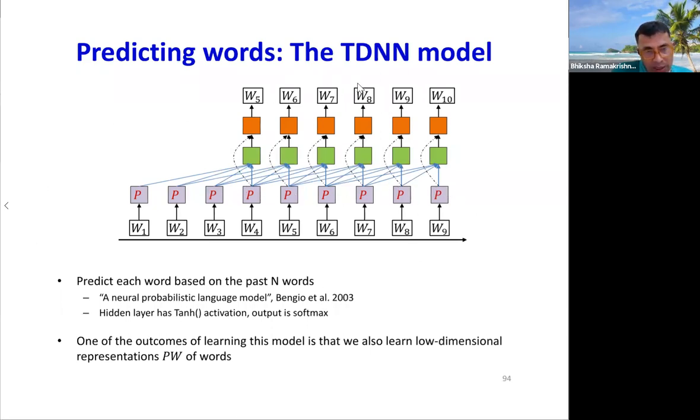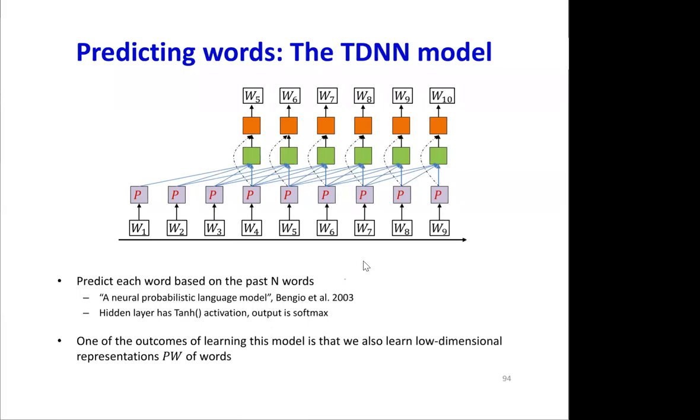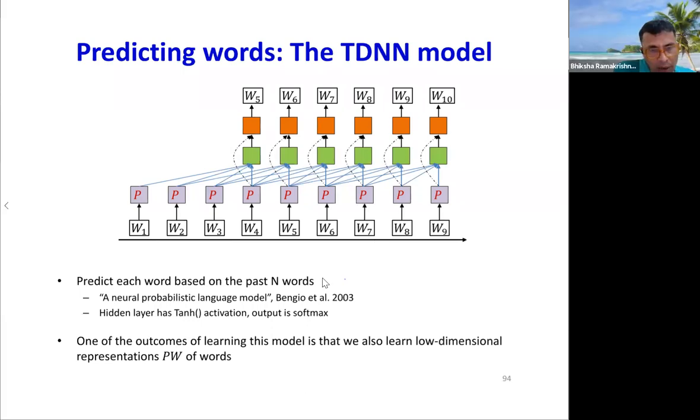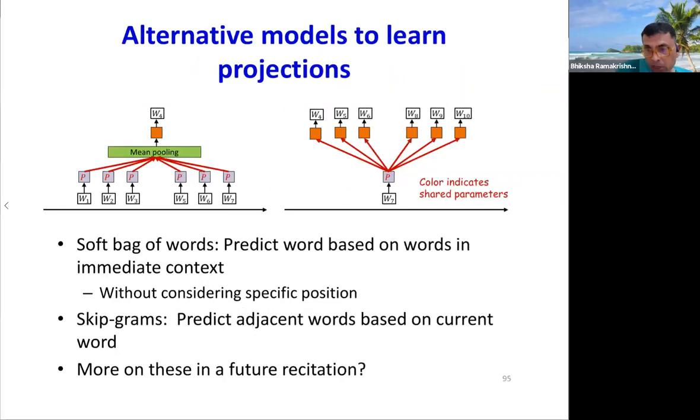What is the structure? Anyone recognize the structure? That's just a TDNN, right? That's just a time delay neural network. So here you would predict every one of the words, but before being employed for prediction, each word is going to be projected down. Now, the TDNN model over here is actually a proper language model, which also learns to predict the next unseen word in a sequence.